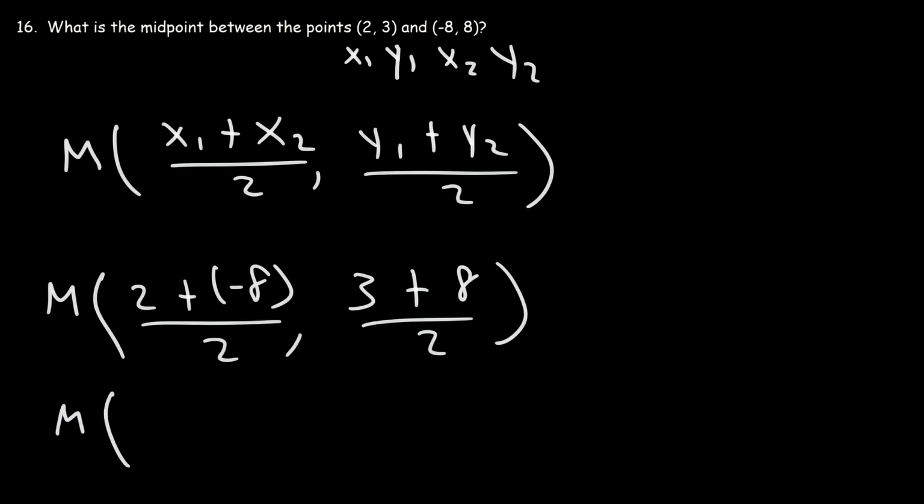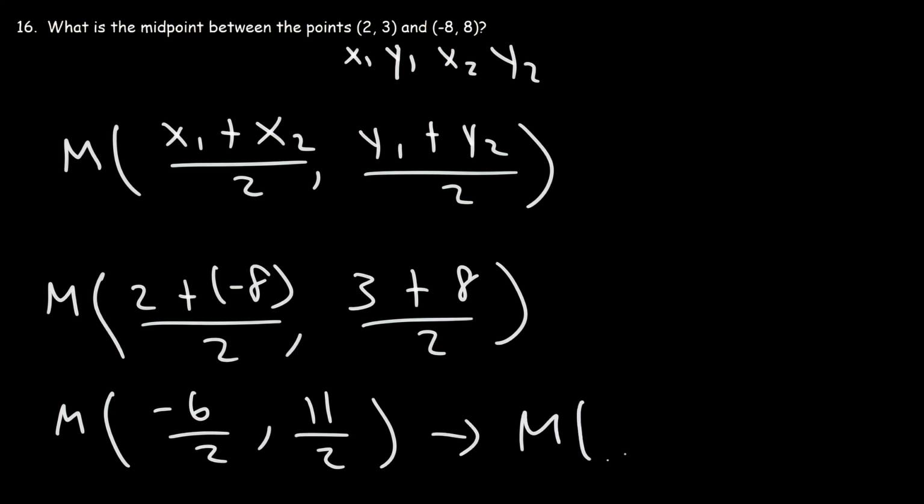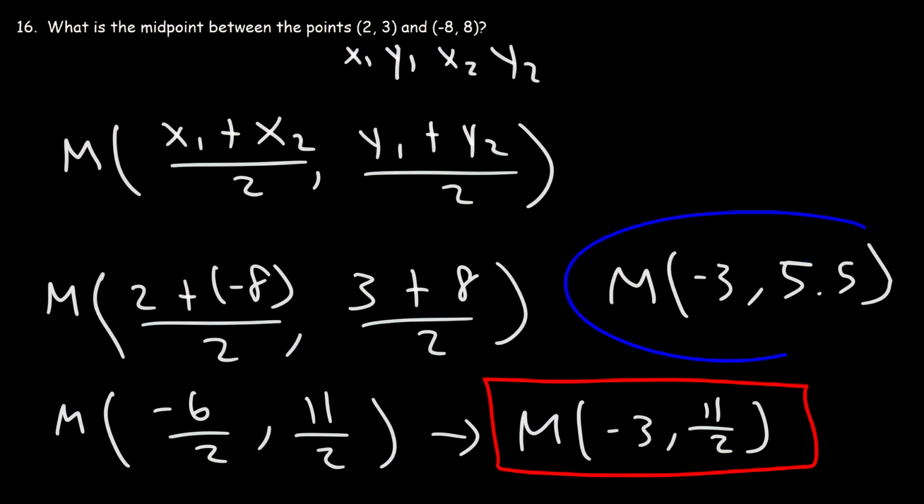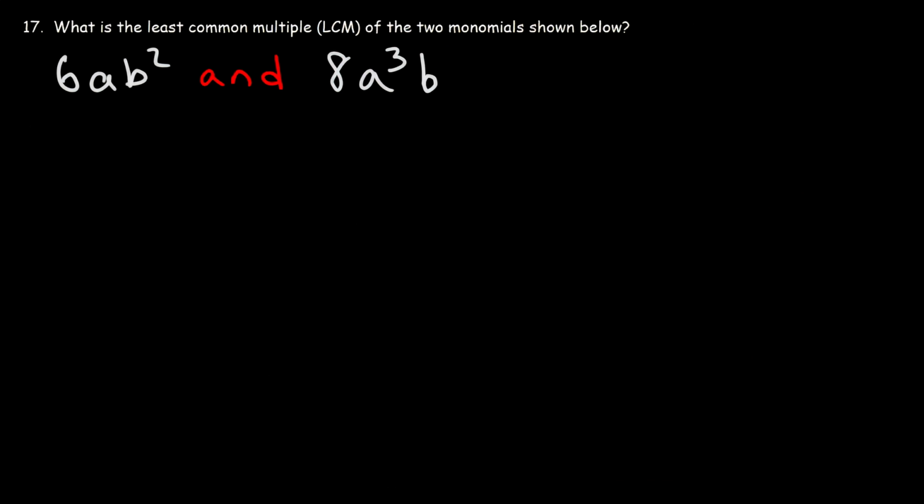So 2 plus -8, that's the same as 2 minus 8. 2 minus 8 is -6. 3 plus 8 is 11. -6 divided by 2 is -3. So this is the answer in its exact form: (-3, 11/2). Now, if you want to, you can convert 11/2 into a decimal. 11 divided by 2 is 5.5. So you can write it as (-3, 5.5). So this will be correct too. So that's how you could find the midpoint given 2 points.